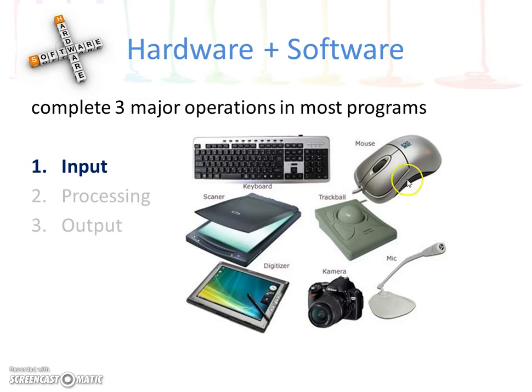We have input. How do we input data? We input data through keyboard, through our mouse track movements, through talking like I'm doing right now, through images, pictures, through a pen stylus, scanning images. That will be how we input our data.